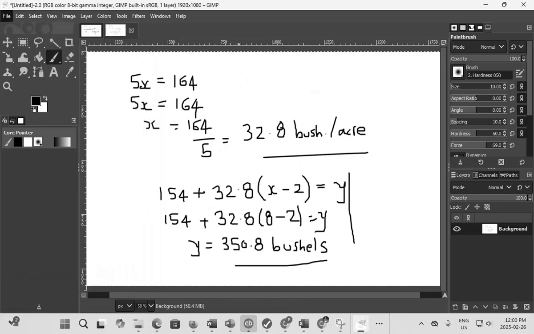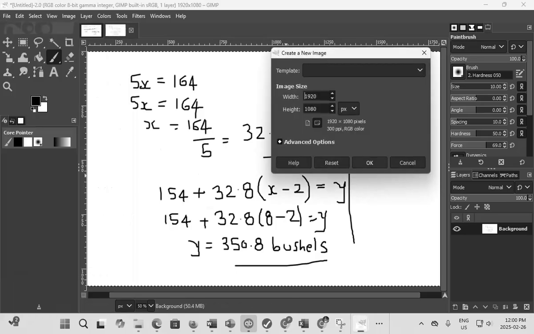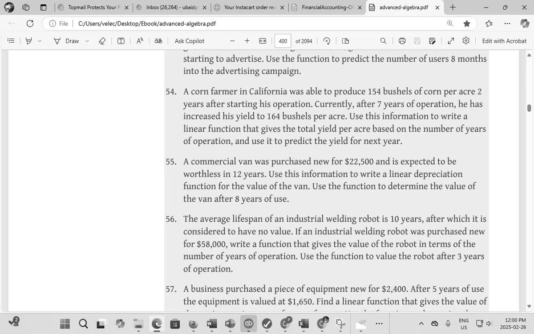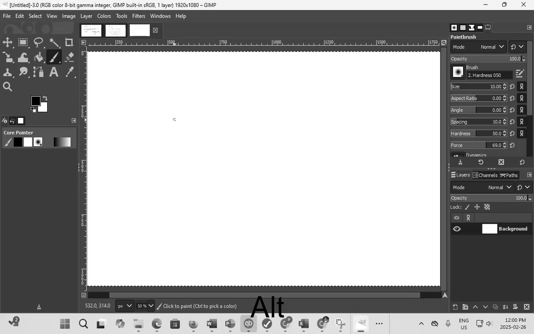All right, moving forward. A commercial van was purchased new for 22,500 and is expected to be worthless in 12 years. Use this information to write a linear depreciation function for the value of the van, and use the function to figure out the value of the van after 8 years of use. So the new van is 22,500.